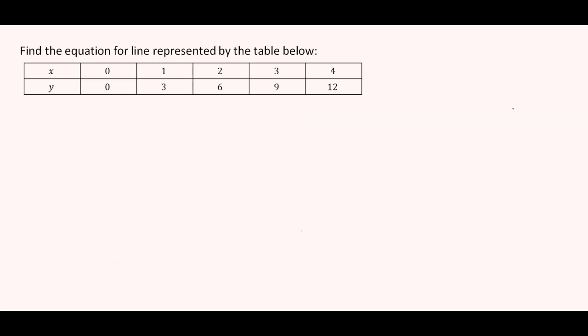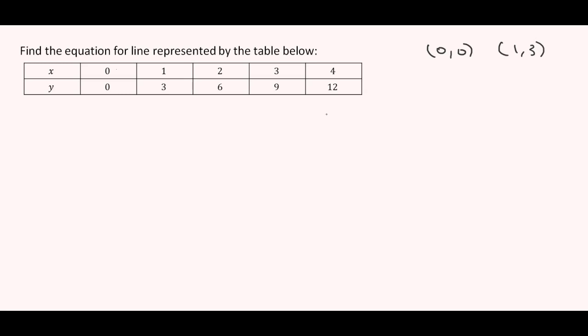So find the equation for the line represented by the table below. First thing is we're going to select any 2 points. I like to make things simple. I'm going to select these points. So the points I'm going to select are going to be the points 0, 0, and the points 1, 3.